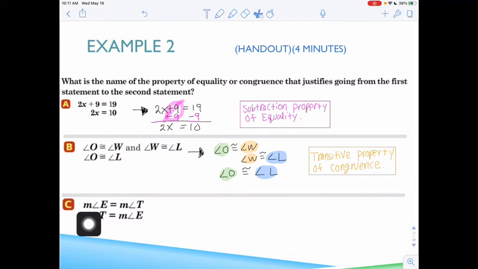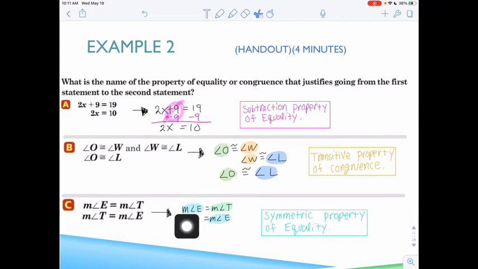For part C, we had measure of angle E is equal to the measure of angle T, and measure of angle T is equal to the measure of angle E. Again, we can rewrite the two statements and use colors to identify which property of equality or congruence was being used. So first we had measure of angle E is equal to measure of angle T, and then we had measure of angle T again is equal to, again, measure of angle E. This is just the symmetric property of equality because all we did was switch the order of the angle measures on each side of the equal sign.